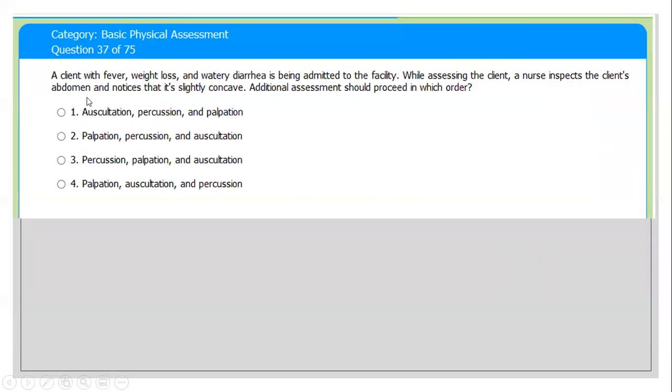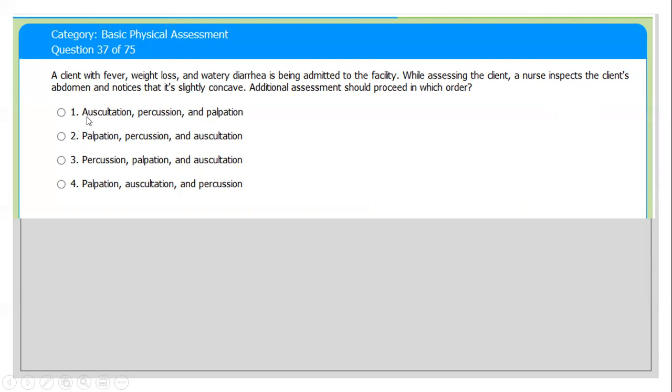Next question. A client with a fever, weight loss, and watery diarrhea is being admitted to the facility. While assessing the client, the nurse inspected the client's abdomen and noticed that it is slightly concave. Additional assessment should proceed in what order? So what is the order of assessment for the abdomen?